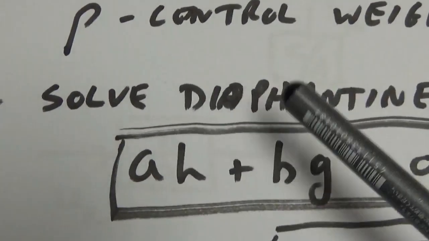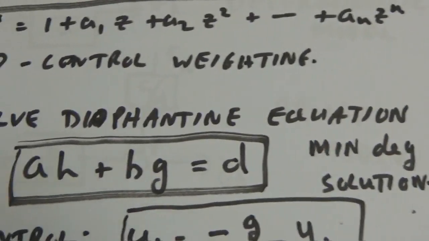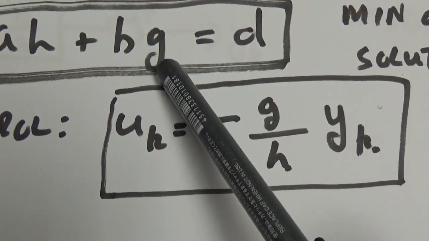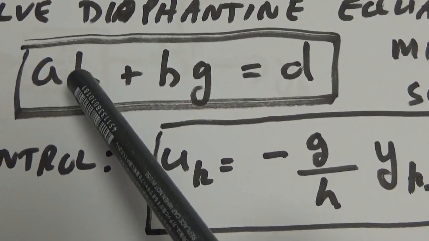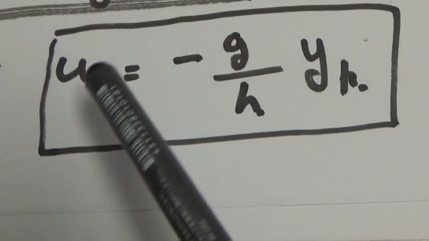Rho is our control weighting. Then we need to solve another problem, which is the Diophantine equation. So H and G are our solution polynomials for our controller. We have to solve this equation, AH plus BG equals D, and then apply our control.